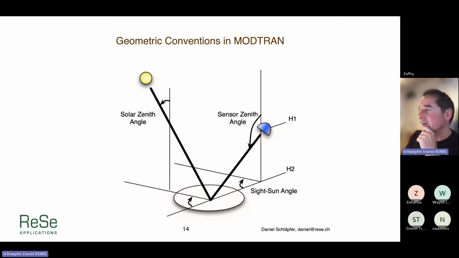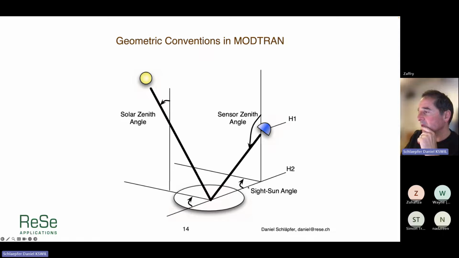Some conventions which often lead to confusion. The strange thing: MODTRAN does a forward simulation from the sun to the sensor, but the definitions are given the other way around. So H1 is the height of the sensor, and H2 is the height of the ground, so it's from the sensor to the ground. It just leads to confusion. So H1 is sensor altitude, H2 ground altitude. The sensor zenith angle, from the sensor downwards, is 180 degrees. Upwards is 0. So zenith always means 0 degrees upwards. The same applies to the sun, the solar zenith angle.